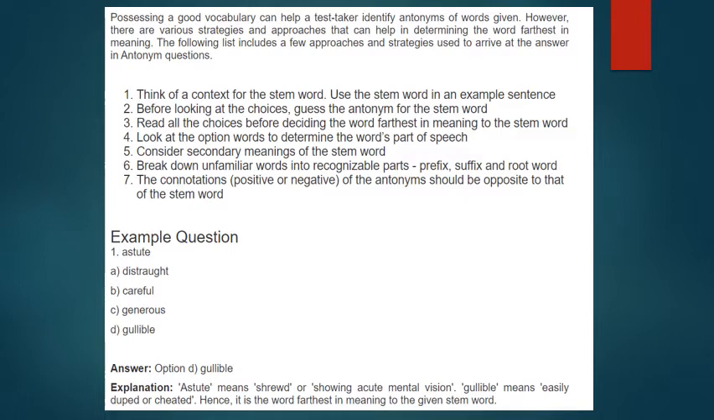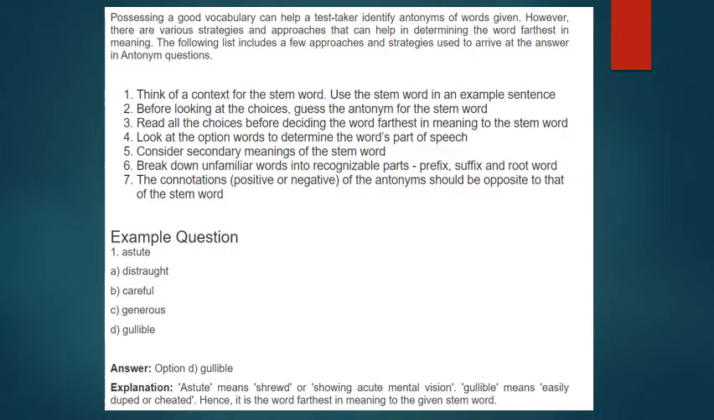Consider secondary meanings of the stem word. It will sometimes be very confusing, and sometimes you know the meaning of that word, but the meaning which it probably gives will be altogether different. For every word you will find many meanings. Sometimes you will find nearly 10 meanings. So you have to find out the right opposite to that. You have to think about what the paper setter has been thinking of.